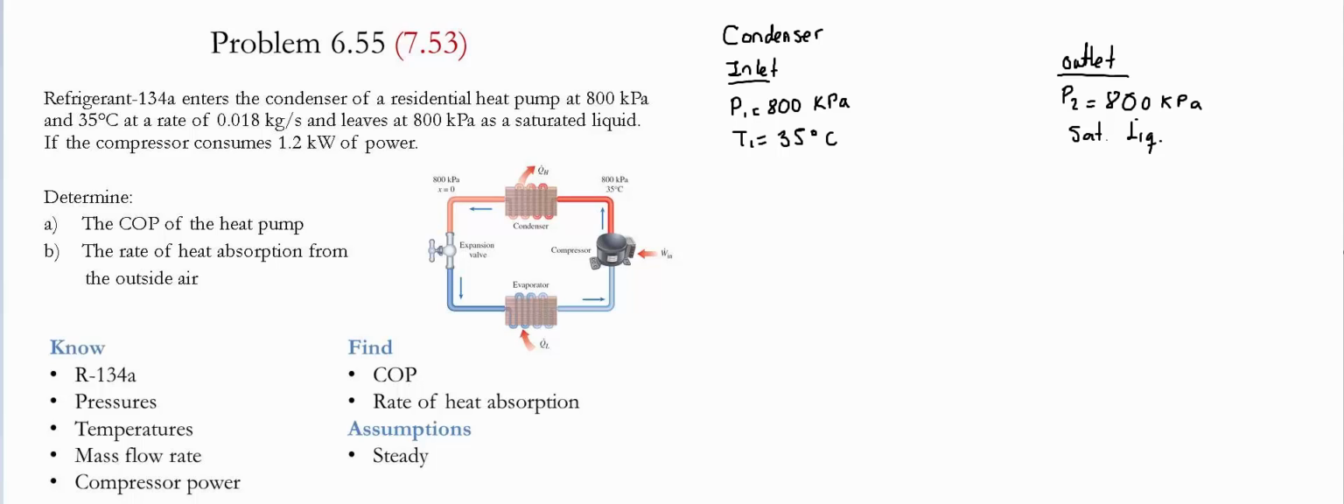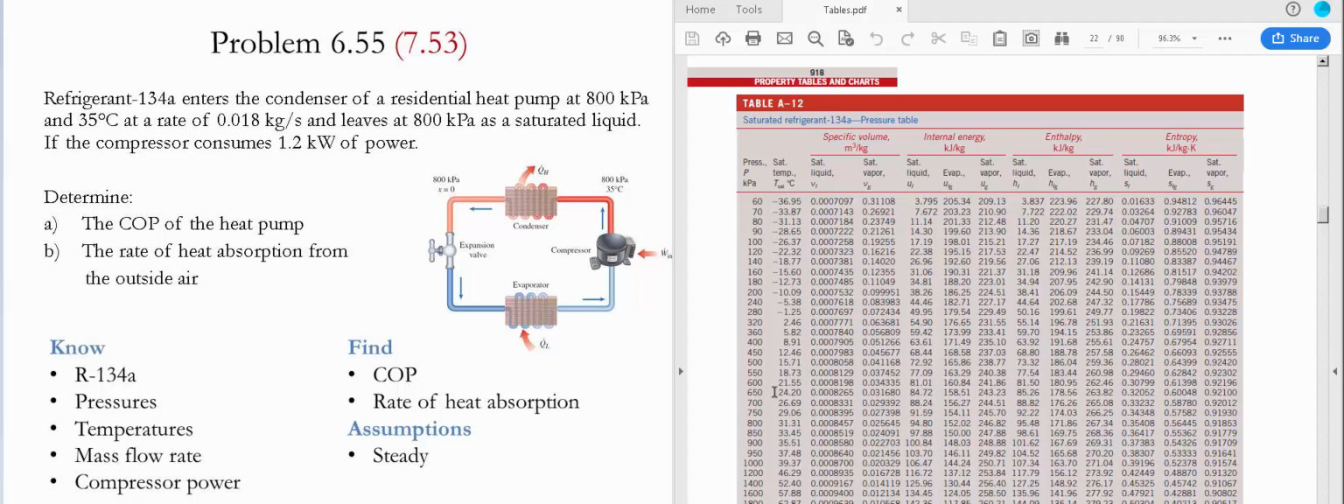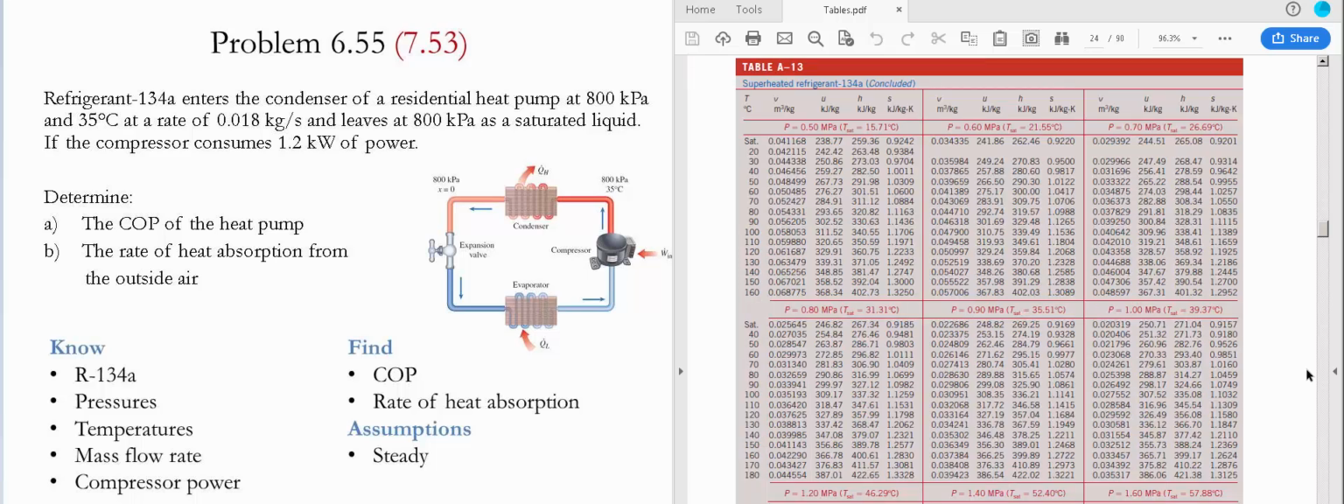We go to table 8-12 in order to find out what is the phase of this particular refrigerant. Notice that at 800 kilopascals, the saturation temperature is equal to 31. Therefore, according to the temperature that we currently have, which is 35 Celsius, we could determine that the refrigerant at the entrance is a superheated vapor. Now that we know that it's a superheated vapor, we go to table 8-13. We go to the section where we have a pressure of 800 kilopascals and a saturation temperature of 31.31 Celsius, just at this point.